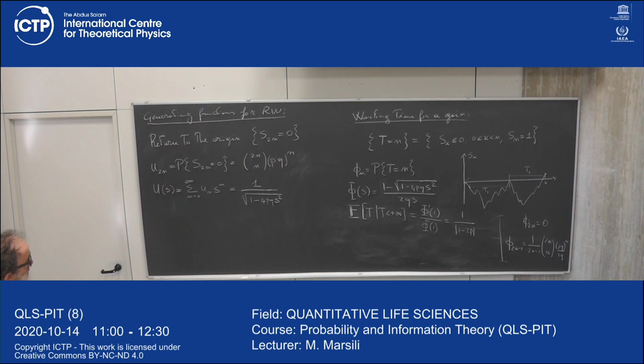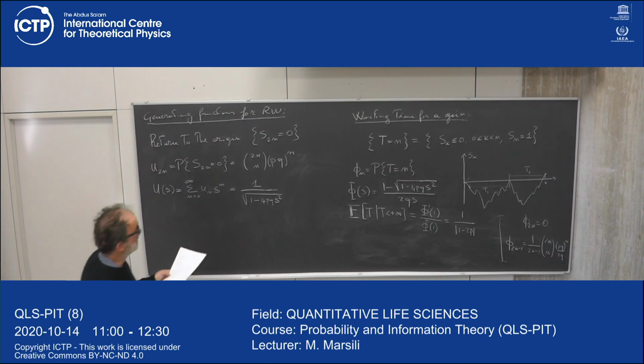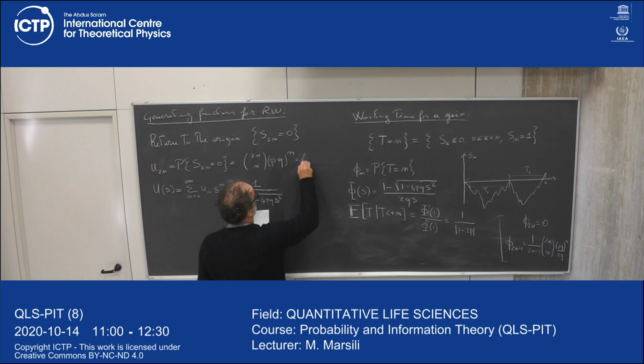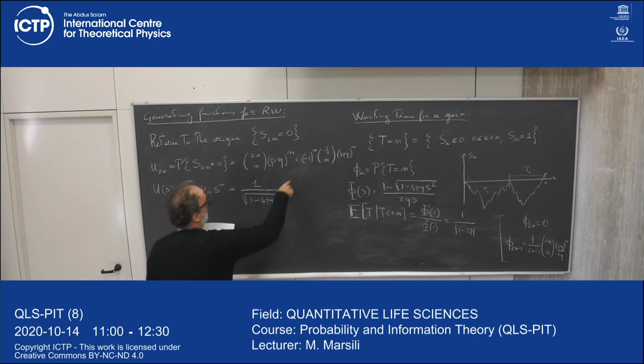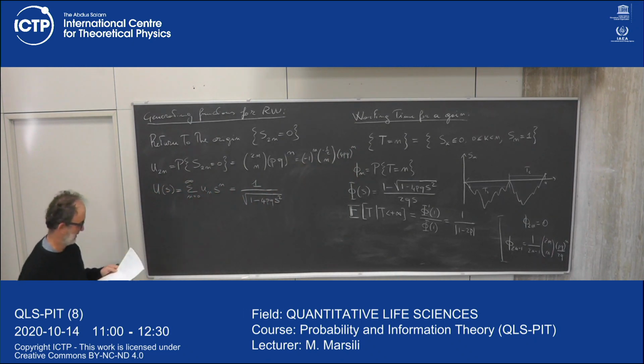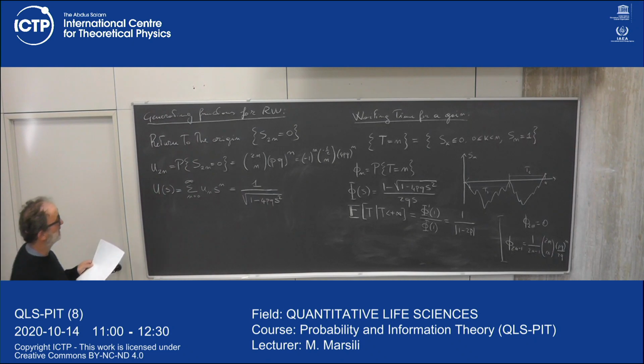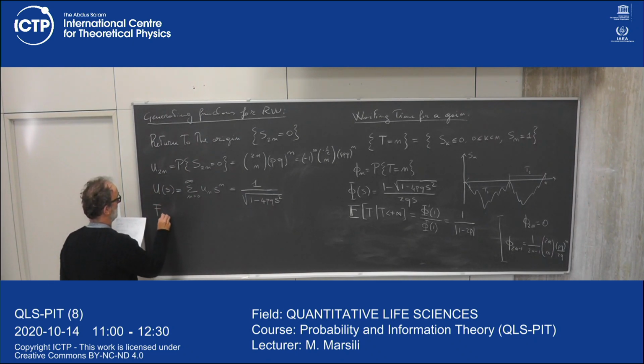Okay, so this is very simple, and if you want, you can write it as minus 1 to the n, minus 1 half choose n times 4pq to the n, and you can use this expression to get this result directly. Now let's consider the first return.